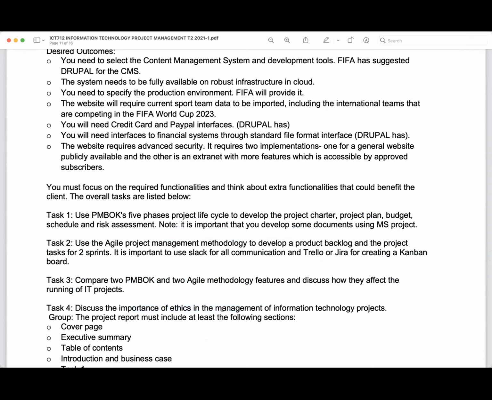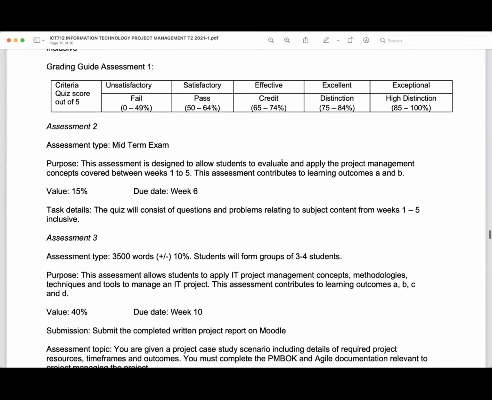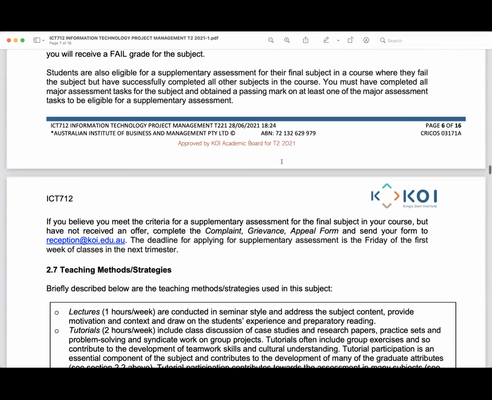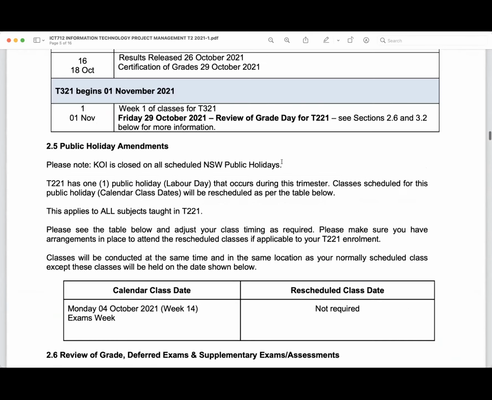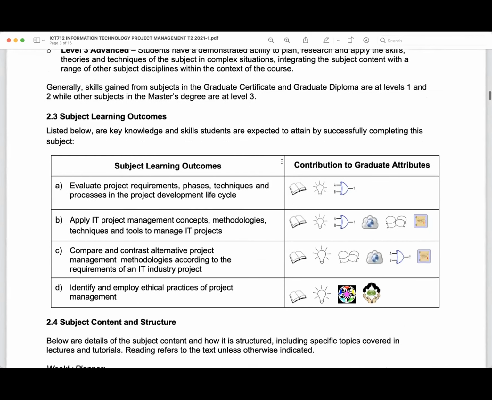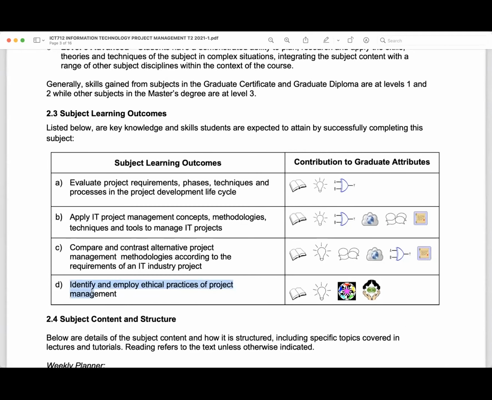Now, I want to relate this to something I covered for you early so that you can understand. You notice up here, one of my learning outcomes for your subject, look here: identify and employ ethical practices of project management.